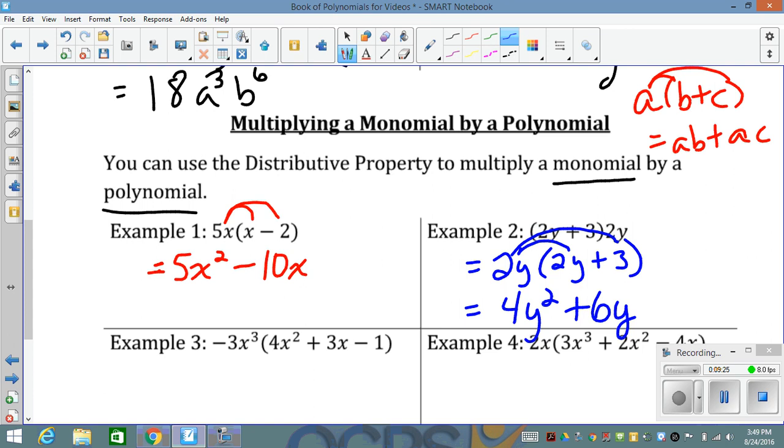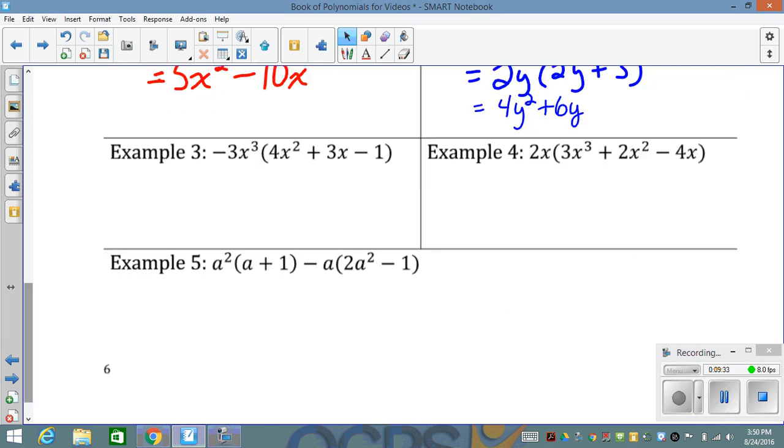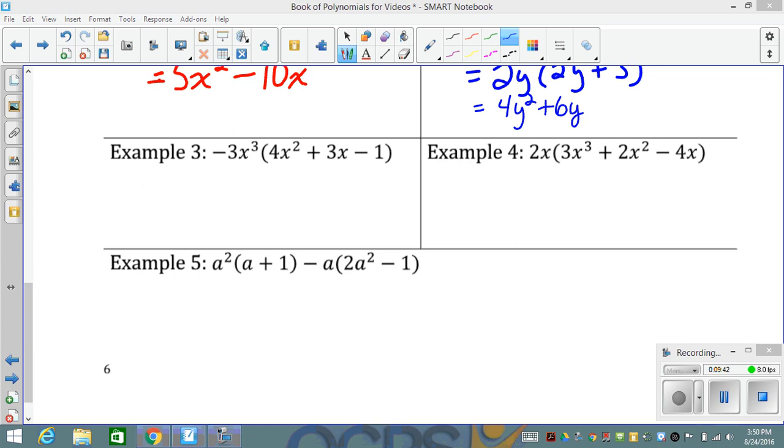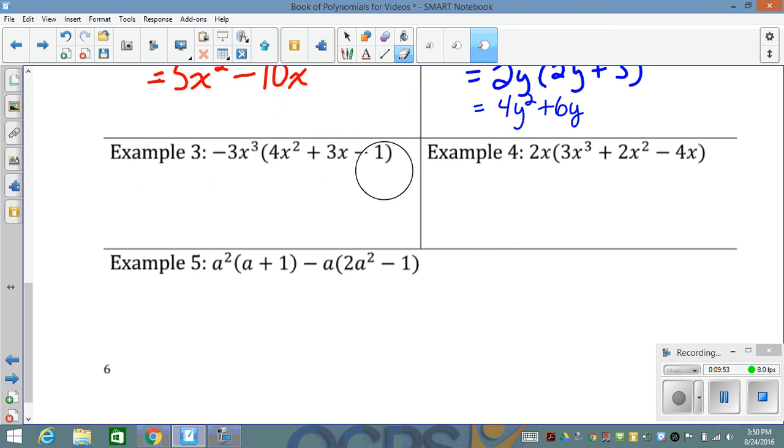Okay, moving right along. I'm actually going to move this up just a bit. I'm going to pause a second. Okay, here we go. So, looking at example 3. In example 3, notice I'm doing a monomial times a trinomial, 1, 2, 3 terms. It doesn't change anything except I have to distribute 3 times instead of 2.